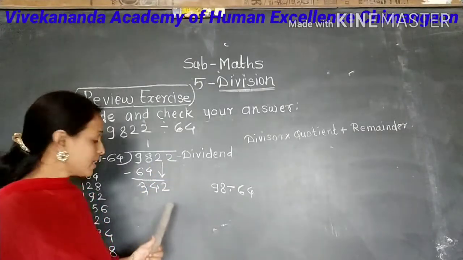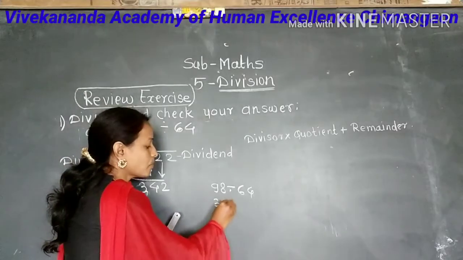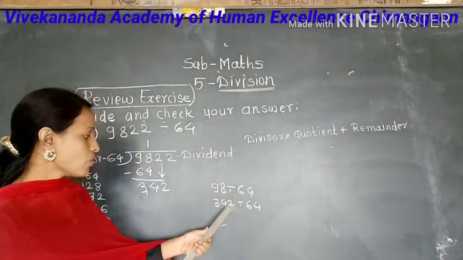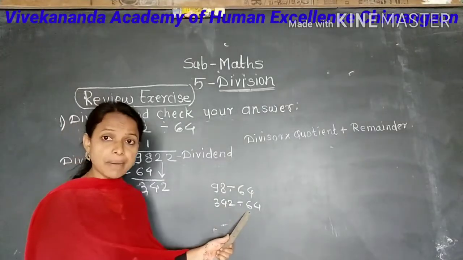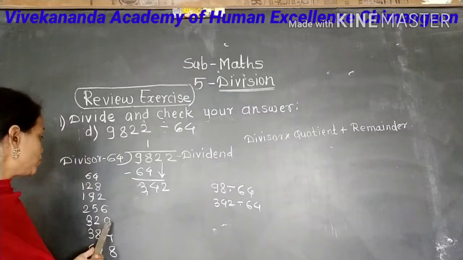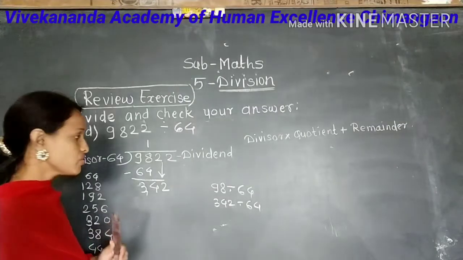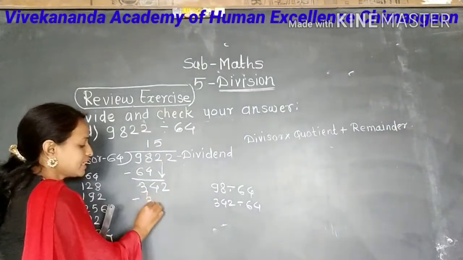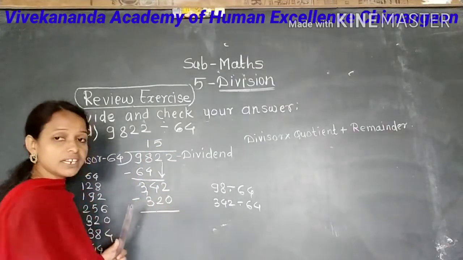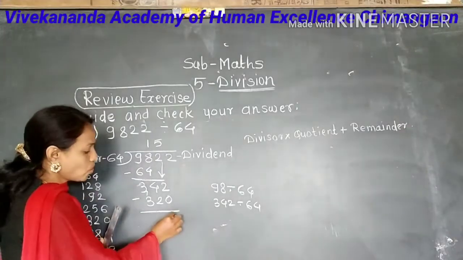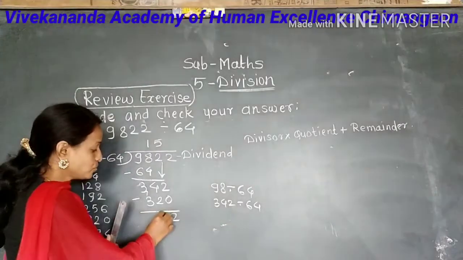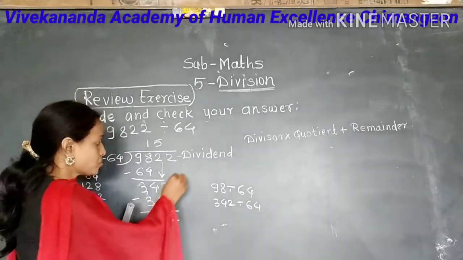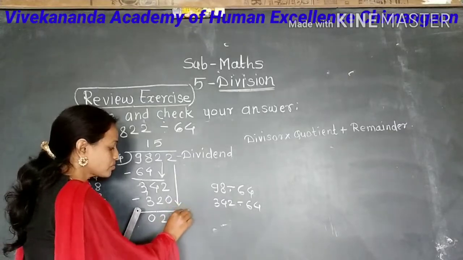Here we have to divide 342 by 64. Now by dividing 342 by 64, it gives us quotient 5. So 5 is written in the tens place and subtract 320 from 342. 2 minus 0, 2. 4 minus 2, 2. 3 minus 3, 0. Next digit is 2, so bring it down.